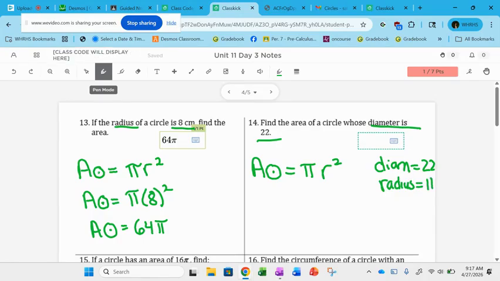11. So remember, the diameter is always double the radius. The radius is half the diameter. So now the area of the circle is pi 11 squared. So the area of the circle is going to be 121 pi.